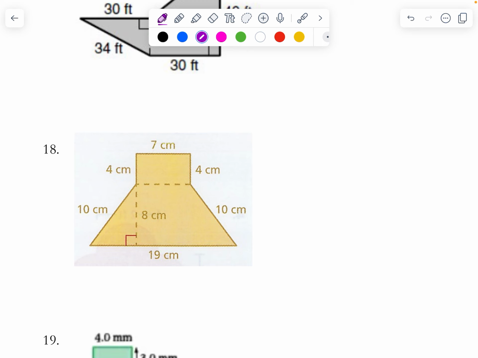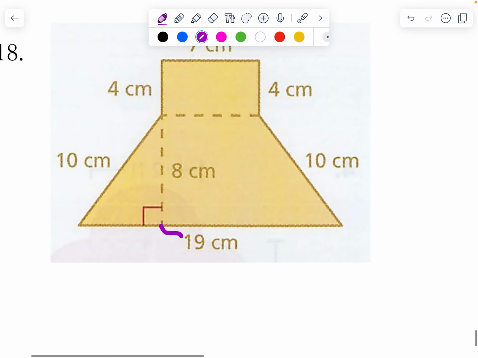Now 18 is a little confusing because some students think that the 19 is just this part. I see why you would think that. However, I believe that on the key, the 19 we use is the whole base here. So let's go ahead and do that, and we can get our answers.